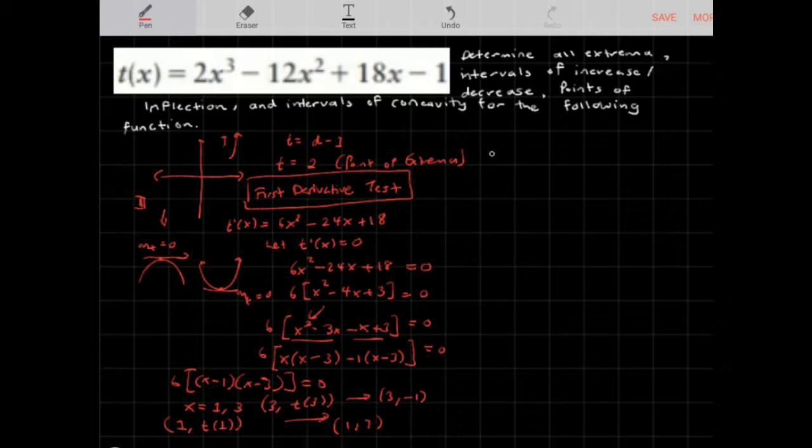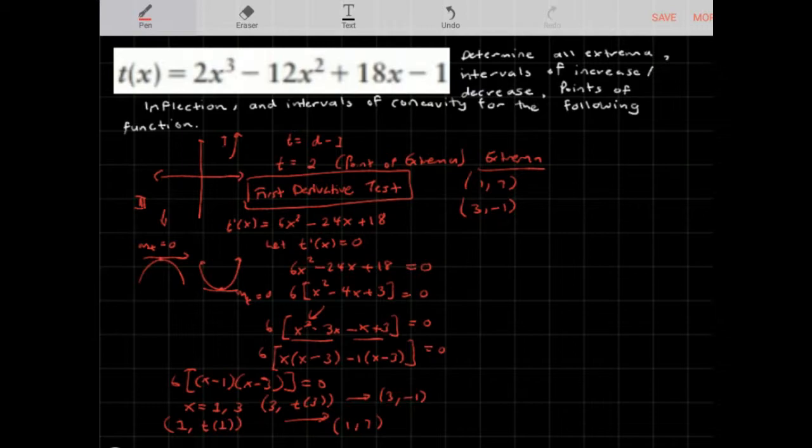Okay, so your extrema include 1 and 7, and 3 and negative 1. Now we just don't know which one is which. We don't know which one's a maximum and which one's a minimum. You can actually determine this by your second derivative test, which we will be doing shortly.